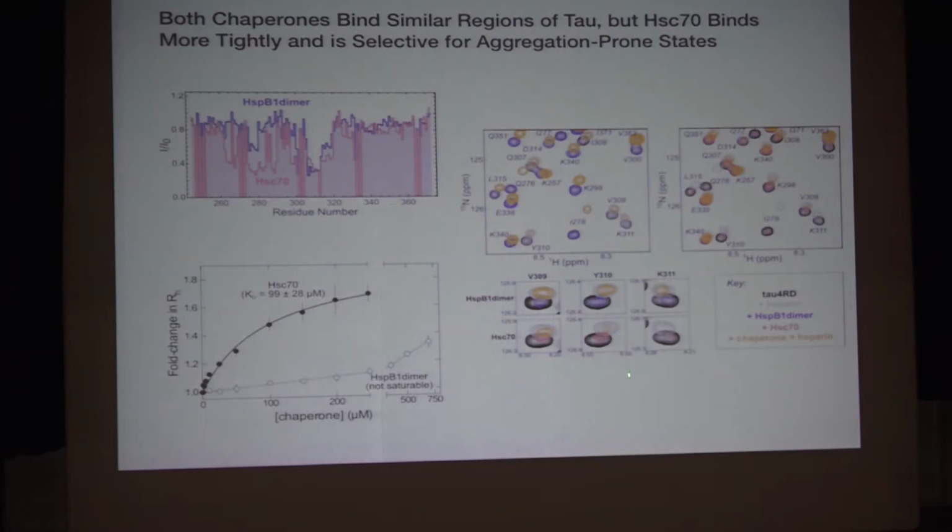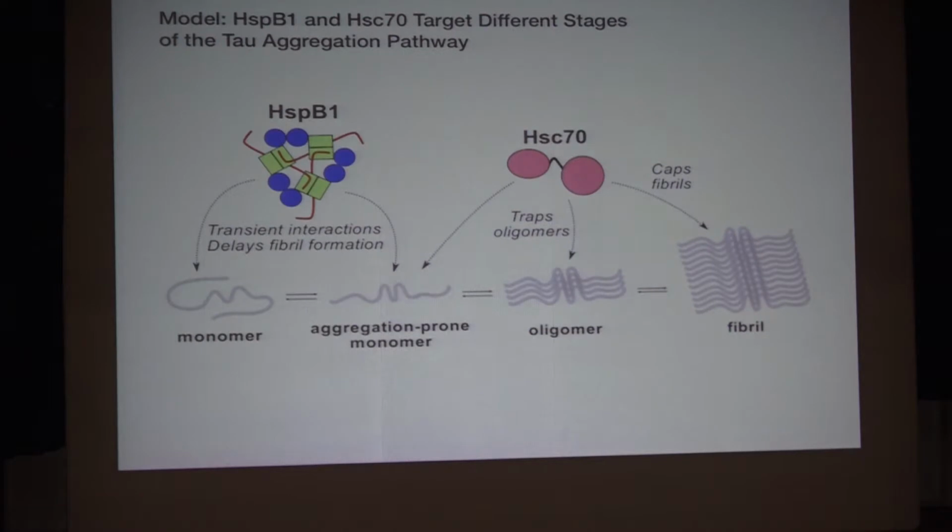Whereas with HSC70, we see enhanced peak broadening in the presence of heparin. The ternary complex of HSC70 plus tau plus heparin is a higher affinity complex than the binary one. And so our qualitative picture of what's happening is something like this. HSPB1 doesn't have a lot of selectivity in terms of what form of tau it's binding, whether it's the native disordered state or the aggregation-prone, still disordered heparin-bound state. Whereas HSC70 is selective for that aggregation-prone state. We believe it's able to bind oligomers, and we believe that it's able to cap fibrils, and that's how it's arresting aggregation.